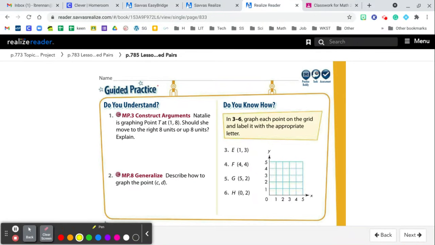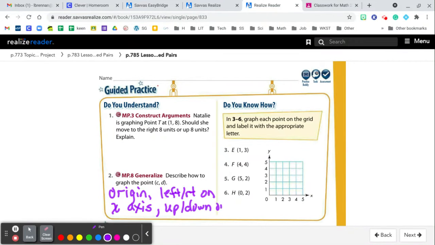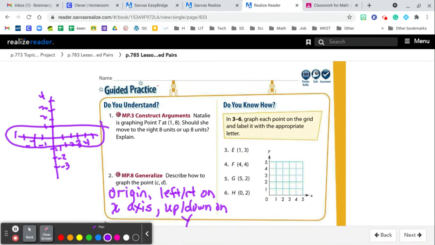So I'm going to say, starting at origin, we're going to go left or right on the x-axis, and then we'll go up or down on the y. So that takes into account our 4 quadrants, because all of our values right now are positive, 1, 2, 3, 4, and so on. But there will be a time when we have -1, -2, -3. We're still always going to start, the first value is always going to be the x value, and the second value will be the y value.